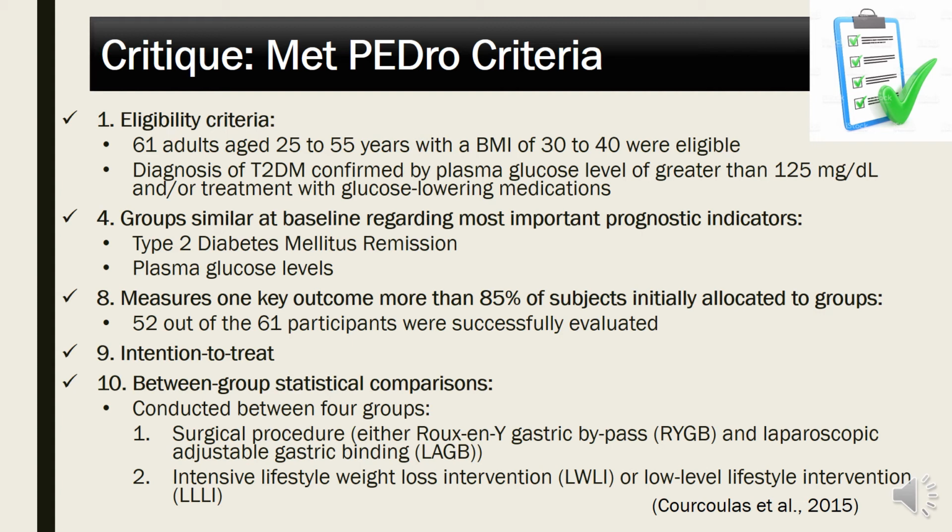The study also met the 8th criteria as 52 out of 61 participants were successfully evaluated for the assessments, and the 9th criteria, as the report clearly stated that the analysis was conducted with an intent to treat population. And also, the 10th criteria was met as the comparisons were measured between 4 groups. So it was 2 main groups, a surgical procedure and a lifestyle intervention group, and each group was divided into 2.